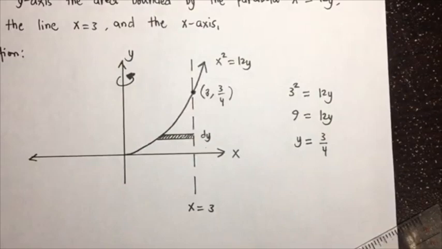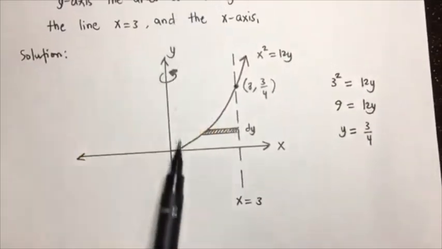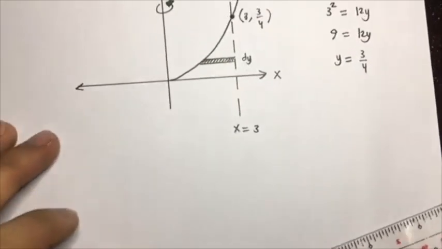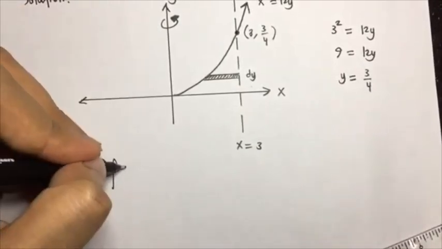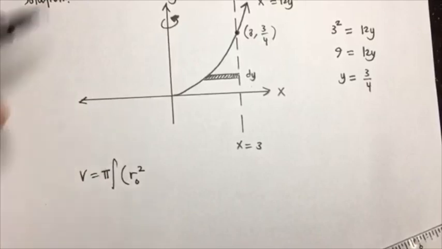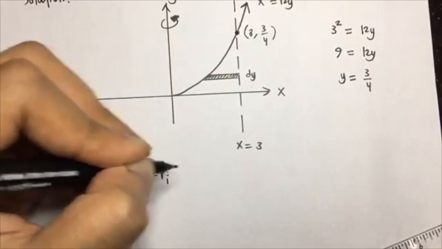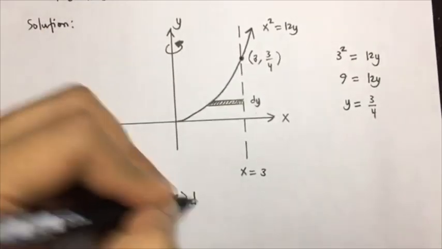So from the general formula of the circular ring method, we have volume is equal to pi times the integral of outside radius squared minus inside radius squared dy.